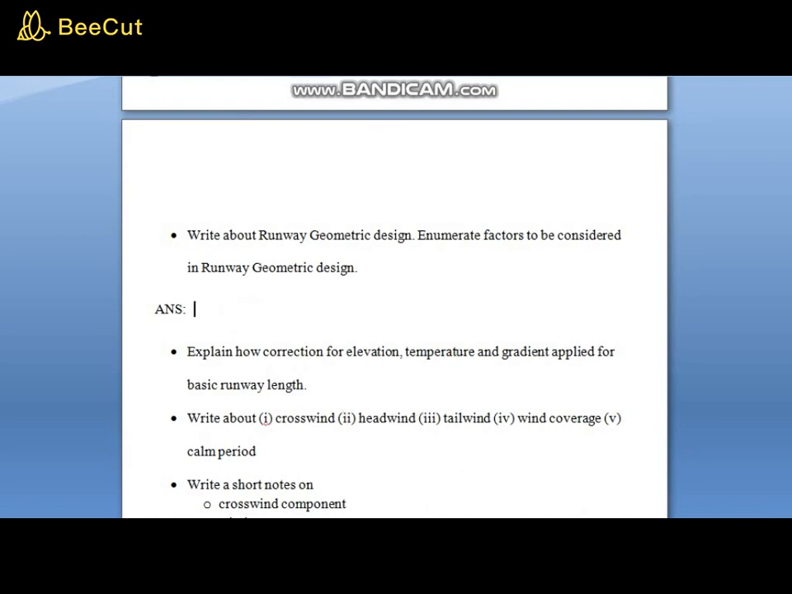The answer to this question is the following. Runway geometric design: ICAO gives various geometric standards for airport design. Most of its member nations provide international air service. In order to have uniformity in the landing facilities at airports located in different countries, it is desirable to follow the common design standards recommended by ICAO. The following are considered in the geometric design of runways.